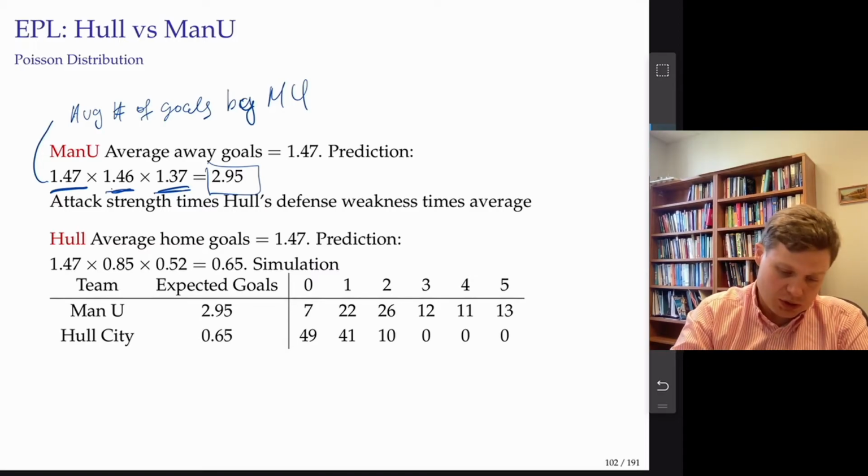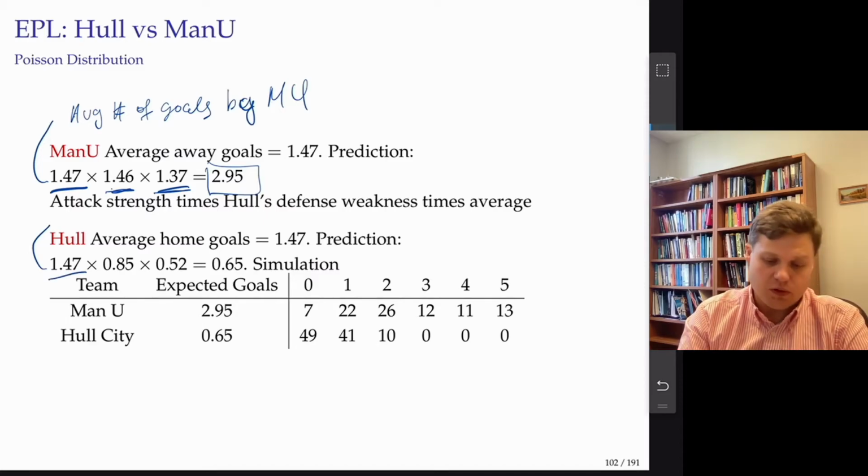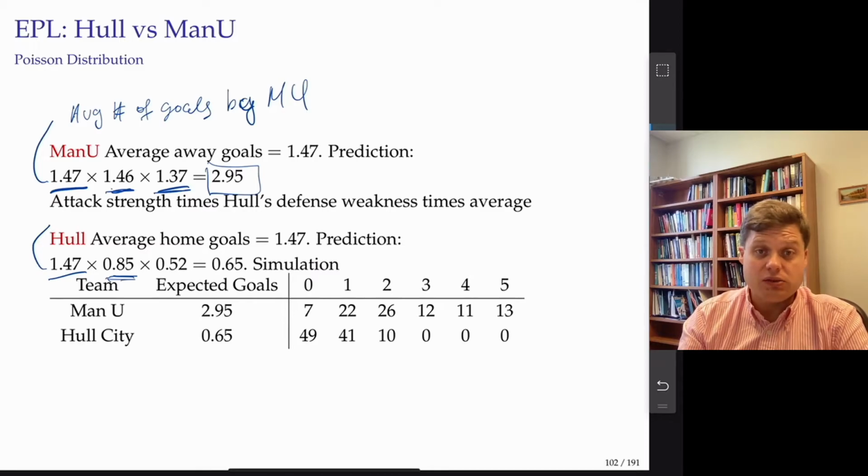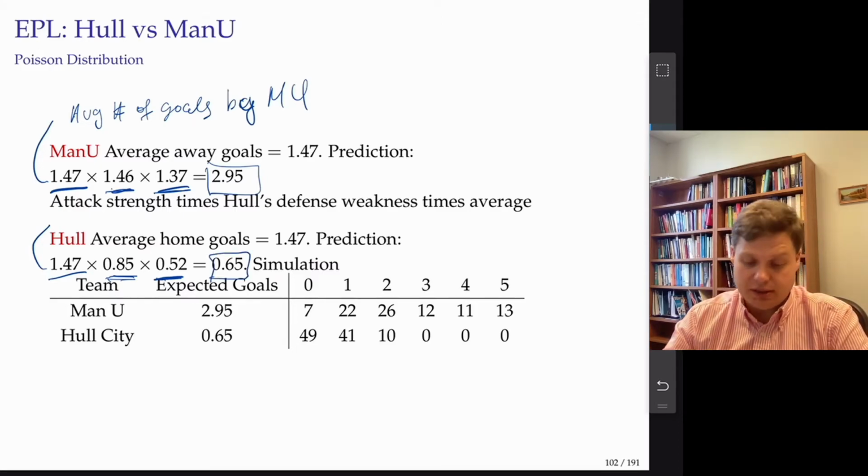And we do the same for Hull. Let's say Hull's average number of goals is also 1.47, but the attack strength of Hull is not as good as that of Manchester United. And Manchester United has very good defense, so the defense weakness is only 0.52. So 0.65 is the number of goals we would expect Hull to score against Manchester United in this game.